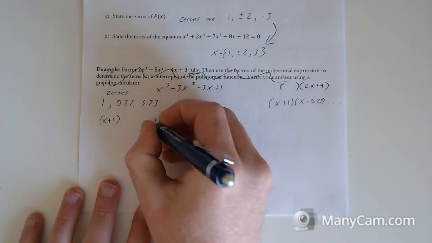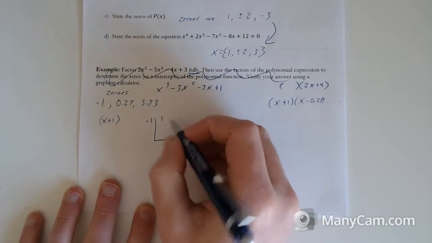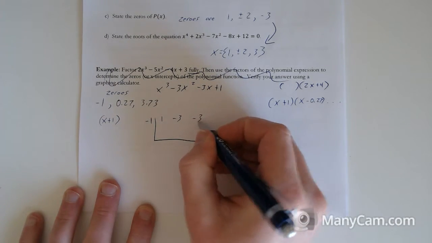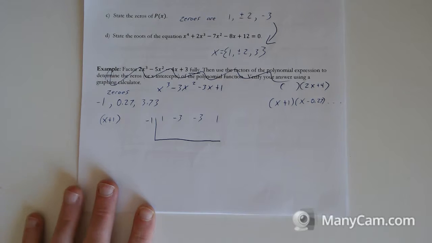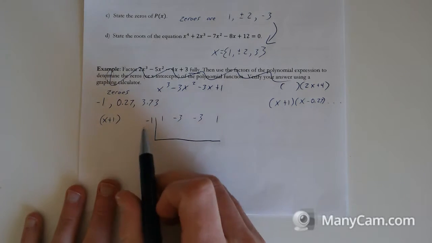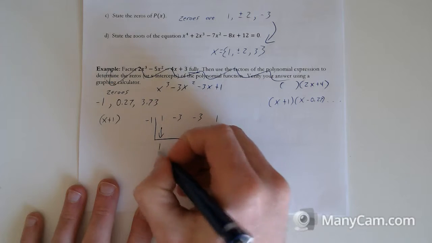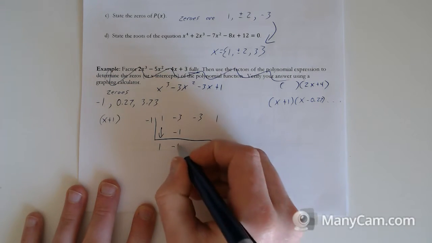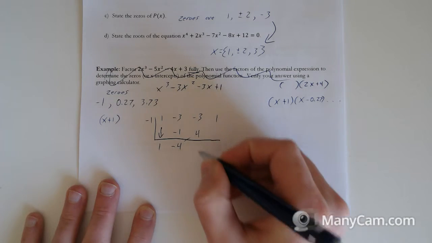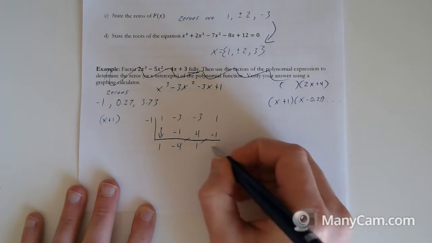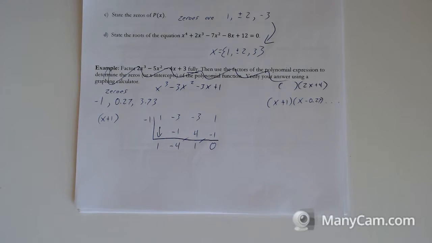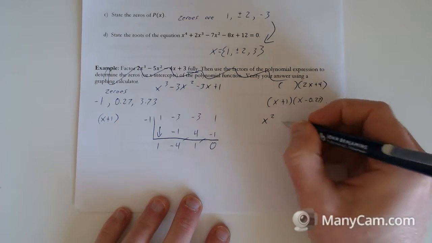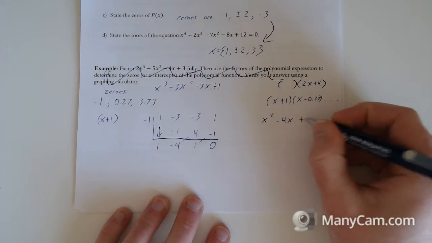So we're going to use the -1, and we're going to use 1, -3, -3, 1, and find out what we left behind. 1 is just 1, becomes -1, -4, becomes +4, becomes +1, becomes -1, becomes 0. So that was indeed one of our factors. The calculator didn't round on us. It was exactly -1 as one of our solutions. So the remaining polynomial is x squared minus 4x plus 1.